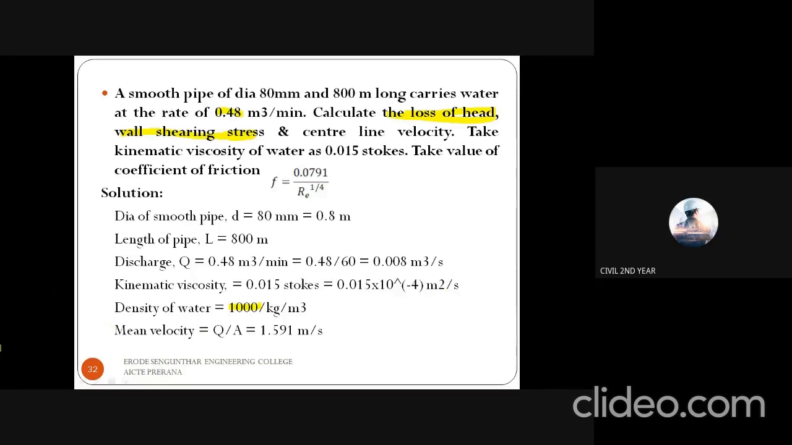Then we have to find the average velocity, that is the mean velocity, equal to the rate of flow Q divided by the area of the pipe, A. The velocity is 1.591 meter per second.